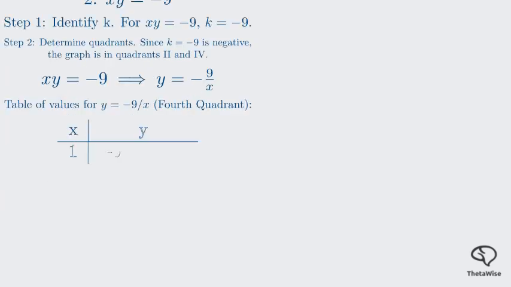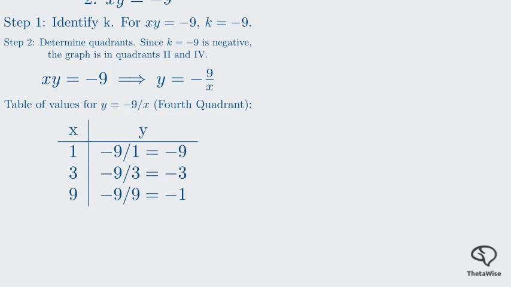Let's choose some convenient x values. If x is 1, y is -9. If x is 3, y is -3. And if x is 9, y is -1. These points will all be in the fourth quadrant.